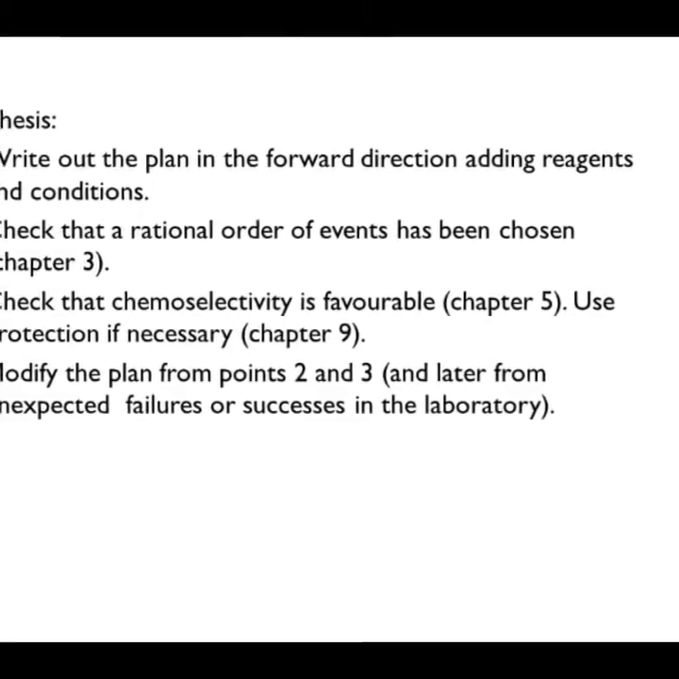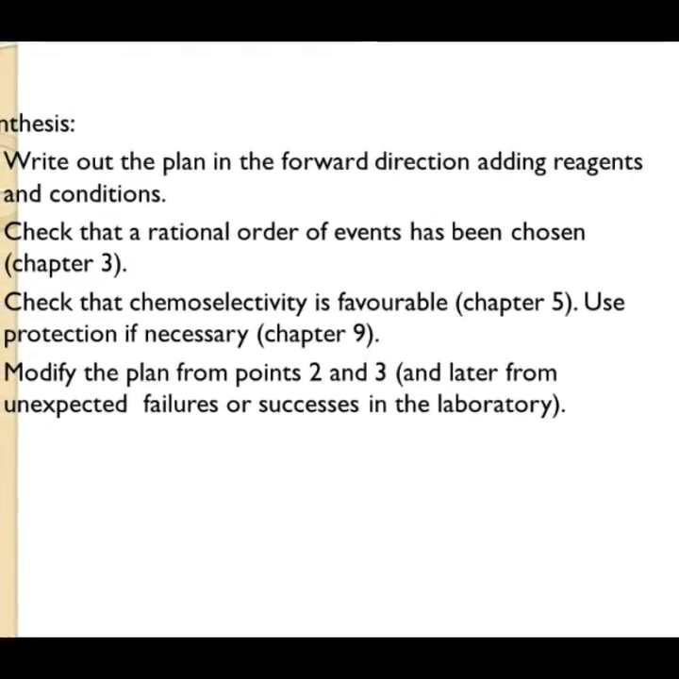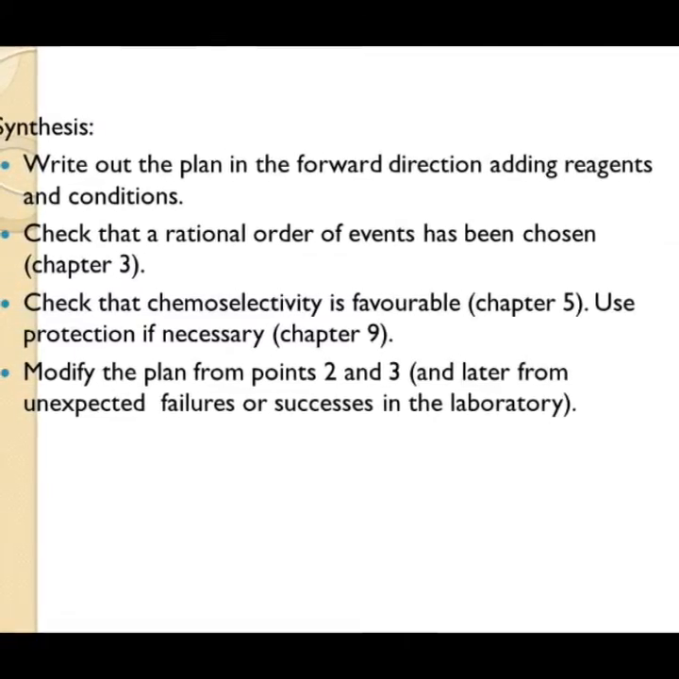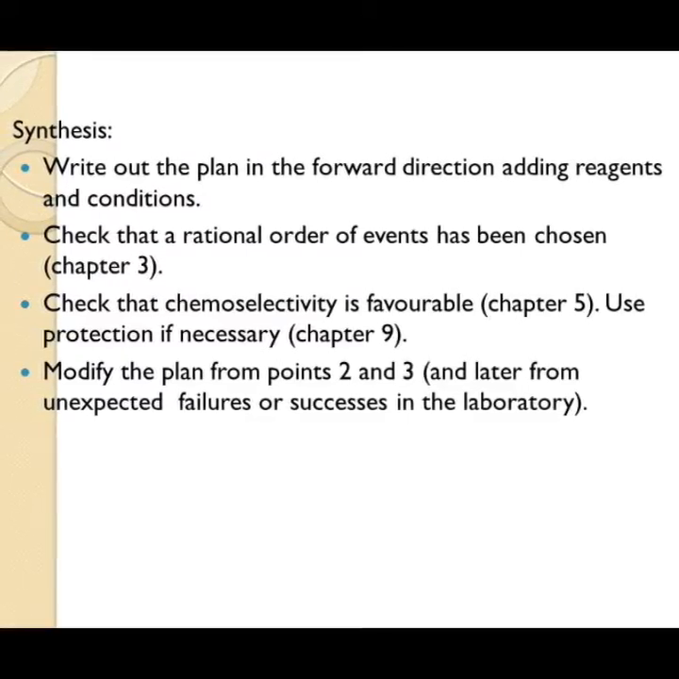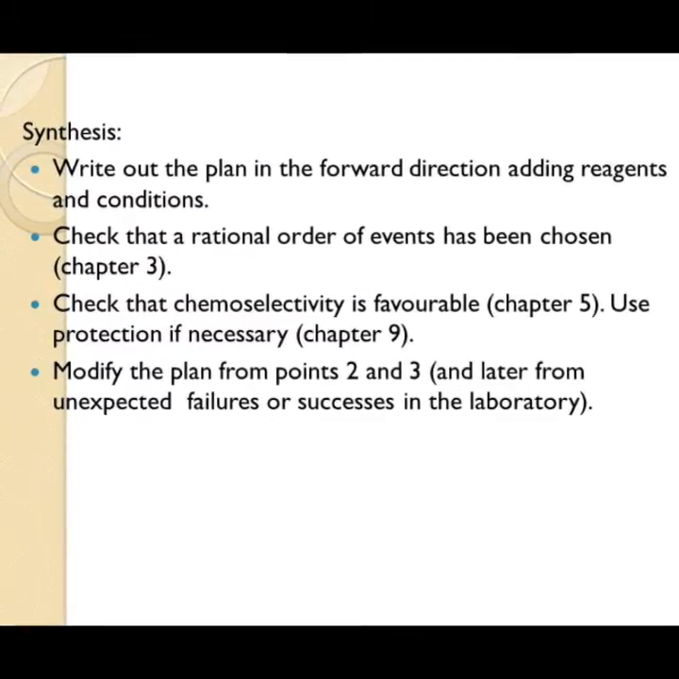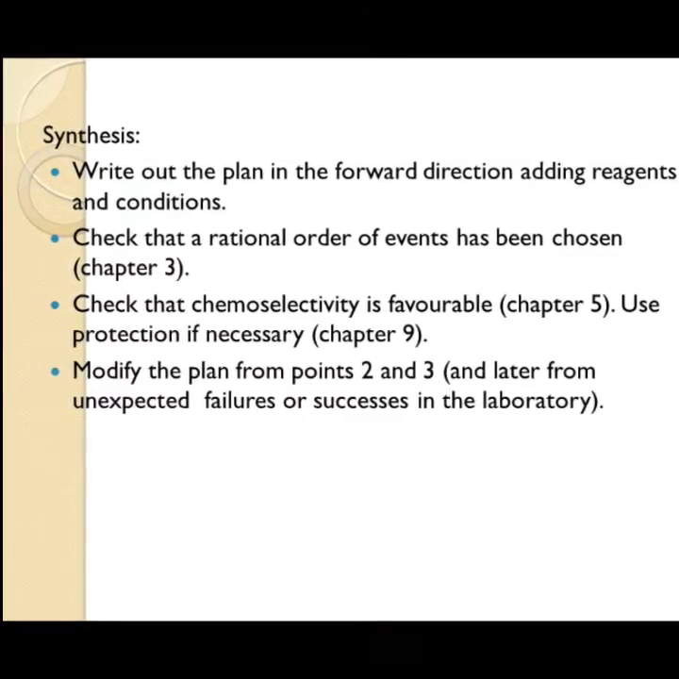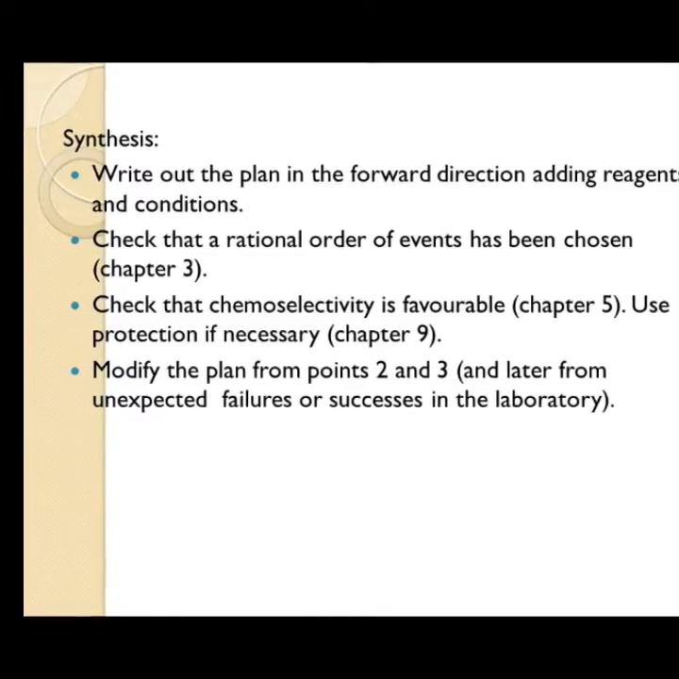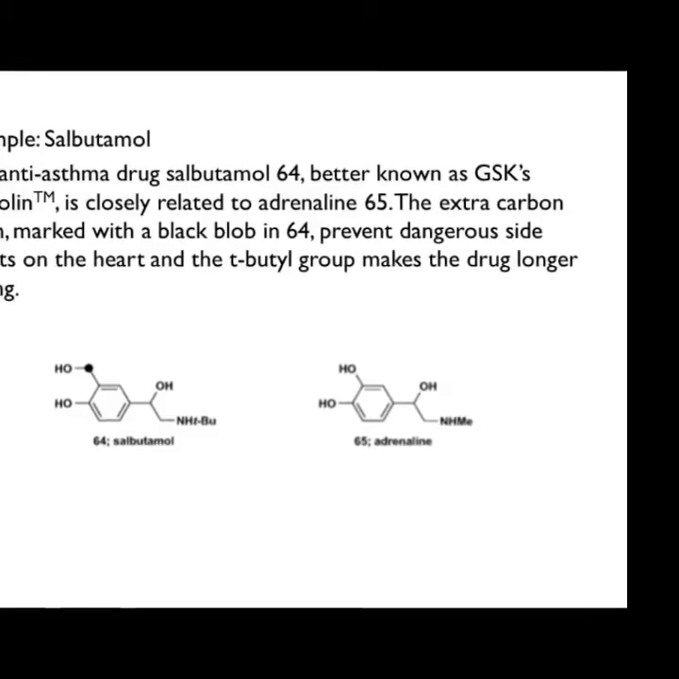Synthesis. Write out the plan in the forward direction, adding reagents and conditions. Check that a rational order of events has been chosen, Chapter 3. Check that chemoselectivity is favorable, Chapter 5. Use protection if necessary, Chapter 9. Modify the plan from points 2 and 3, and later from unexpected failures or successes in the laboratory.